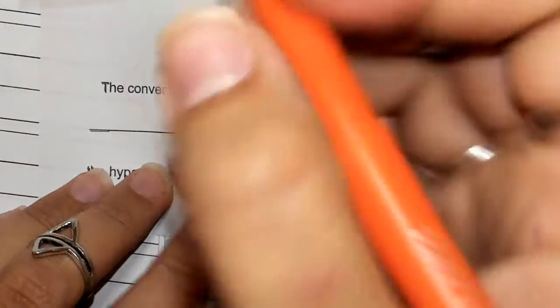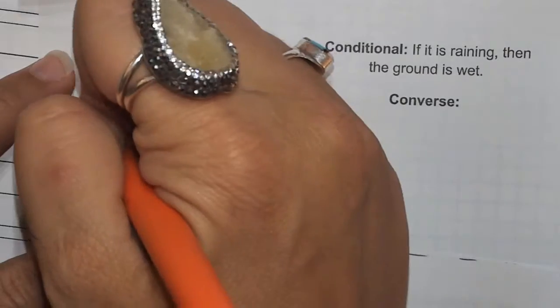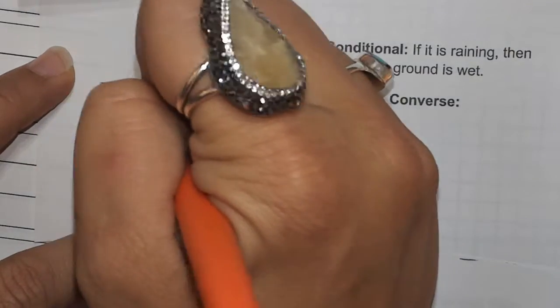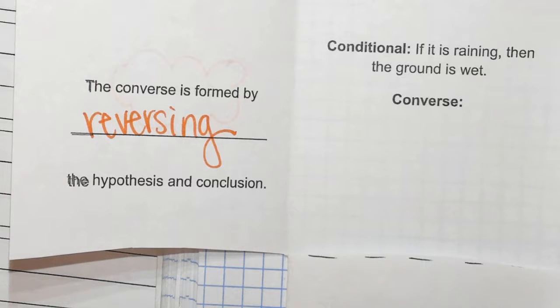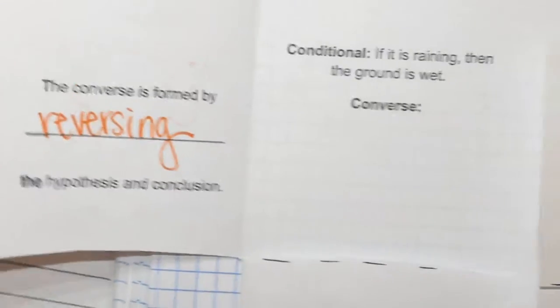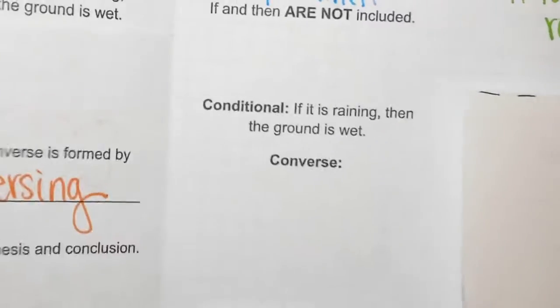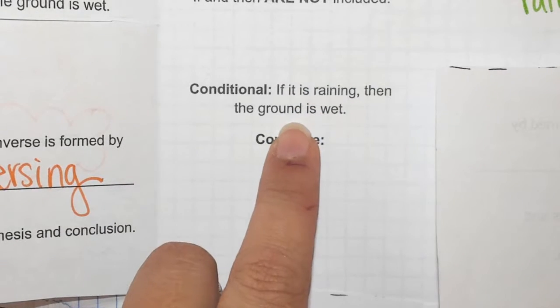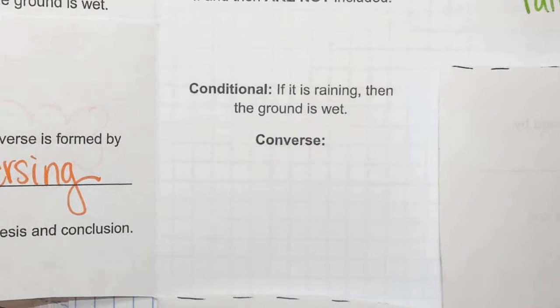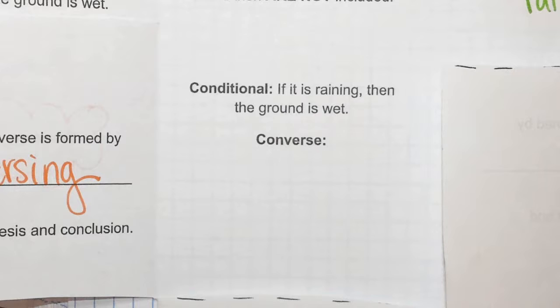Alright, the converse is formed by reversing the hypothesis and the conclusion. So you start with your conditional. Our conditional was, if it is raining, then the ground is wet. And we said, it is raining was our hypothesis, and the conclusion is the ground is wet. Now, for the converse, we flip everything around. And the ground is wet if it is raining.